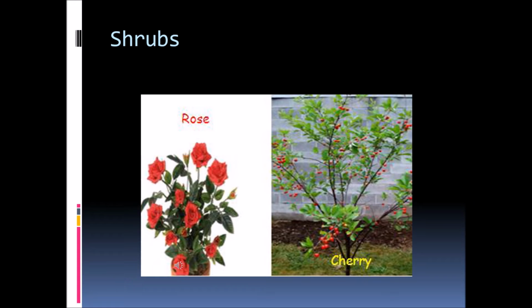Here are the pictures of the shrubs, the rose and the cherry plant. Here you can see the stem formation. It is not too broad or too narrow. It is somewhat woody in structure and many branches are present.